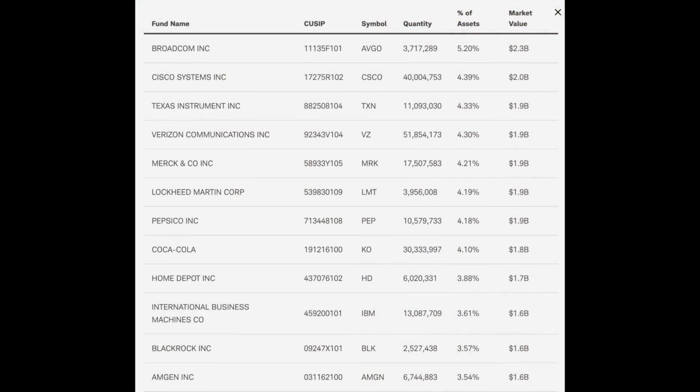This is actually the first 13, and then the next 13 I'll go through on the next slide. But I was just looking at the top stocks there, and I don't own a lot of them. And so this fund, it's so interesting. I guess the algorithm is selecting stocks that I do not already own. So Broadcom, for example, Cisco, Texas Instruments, Verizon, Merck, Lockheed Martin. I don't own those, and those are the biggest holdings in the ETF by weight as well. Pepsi I own, Coca-Cola I own, Home Depot, IBM I own, but BlackRock and Amgen I don't own.